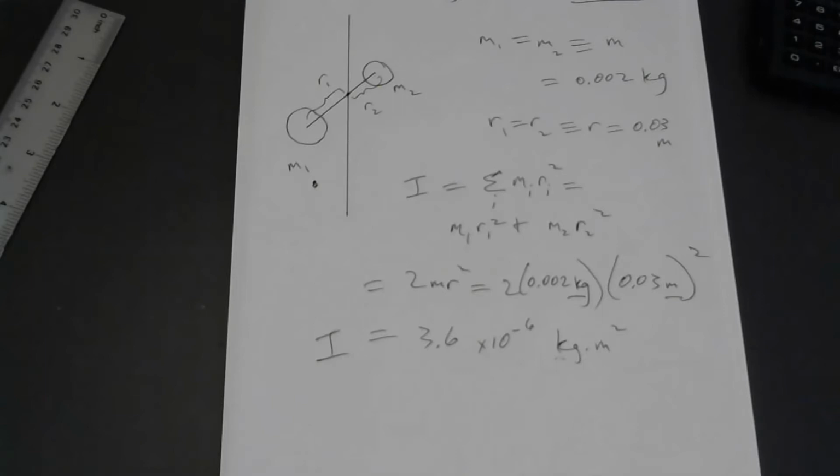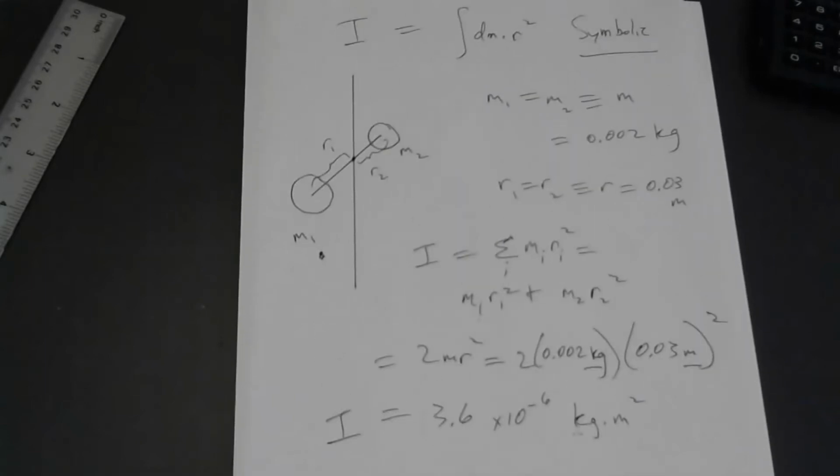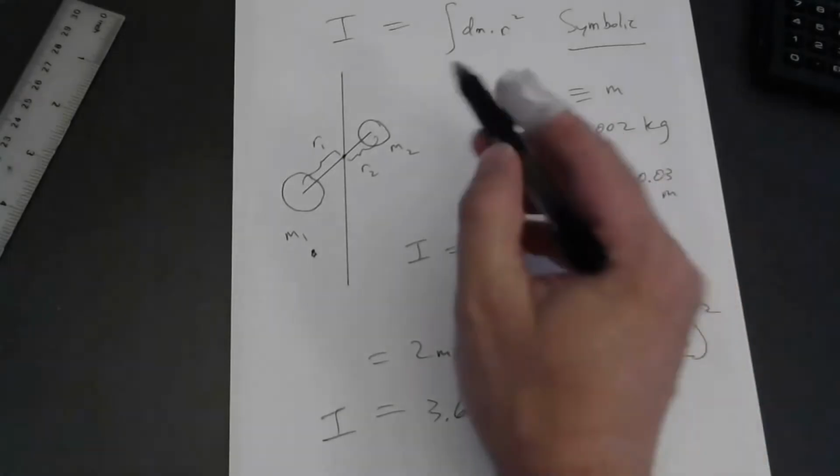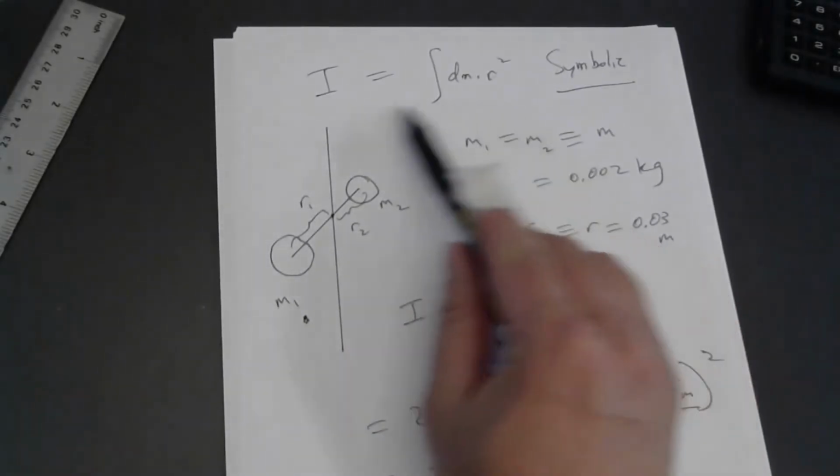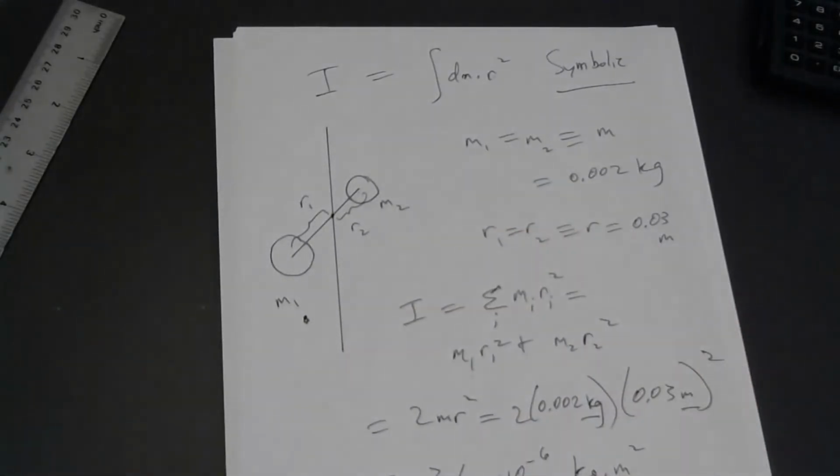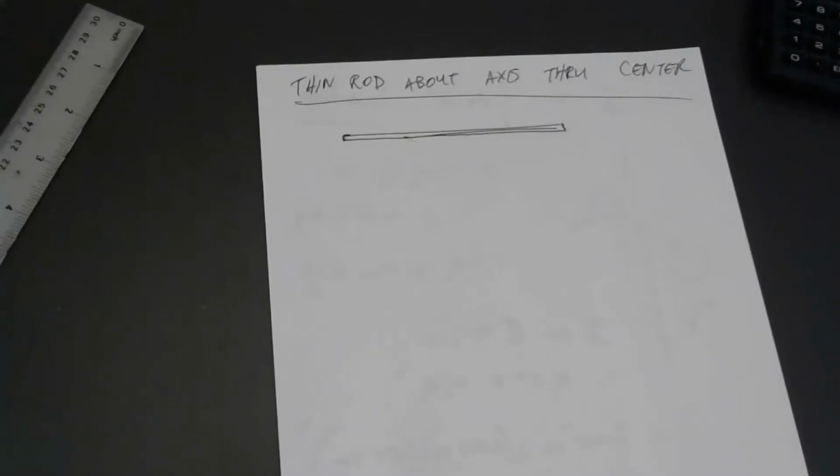Okay, that's an easy example for discrete particles. I think it's time now to look at a situation where we have to use the continuous definition of moment of inertia. First up is the old thin rod. This is probably the easiest one.